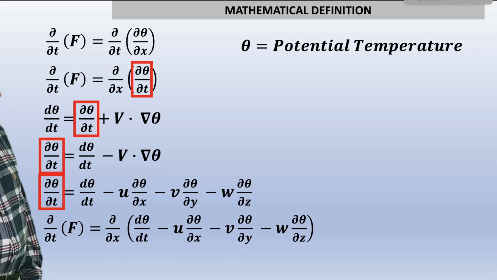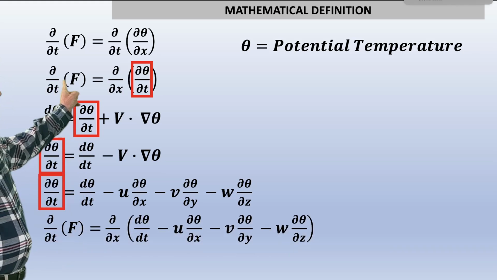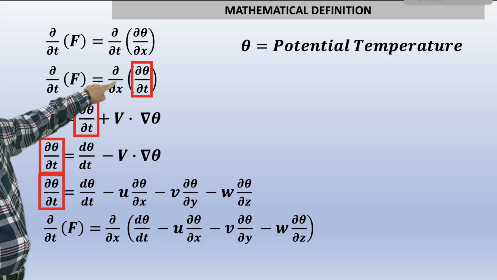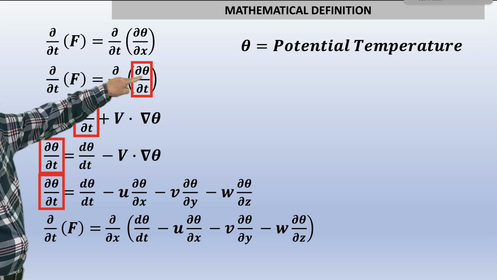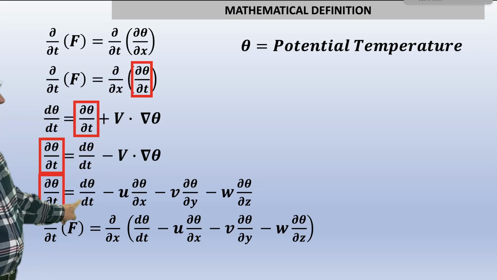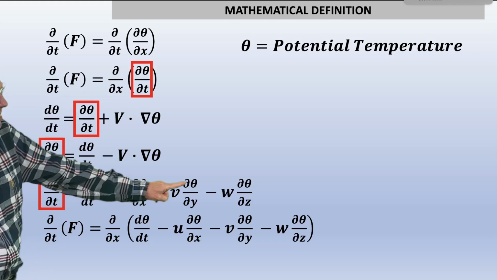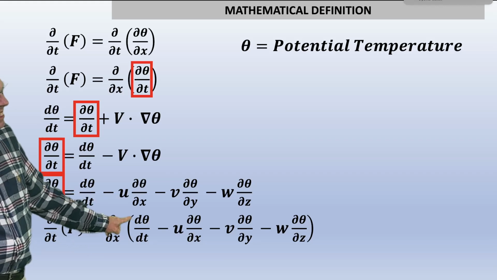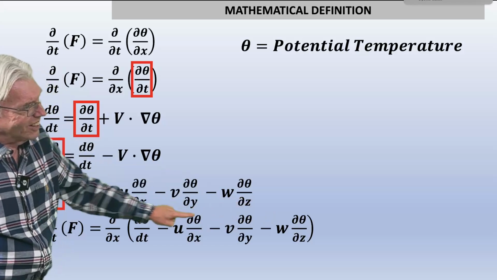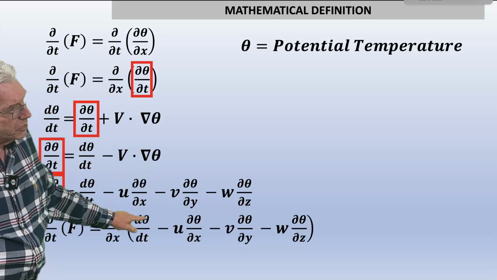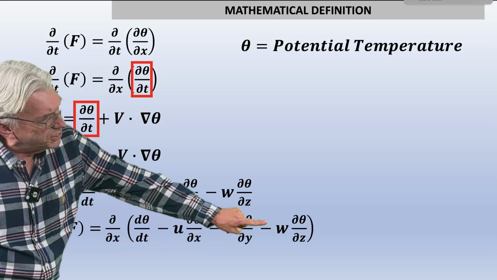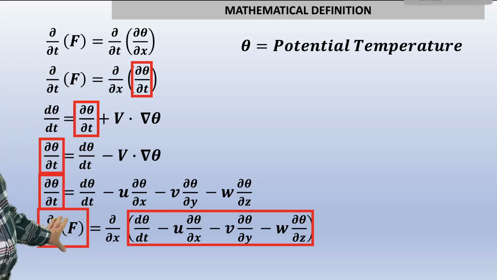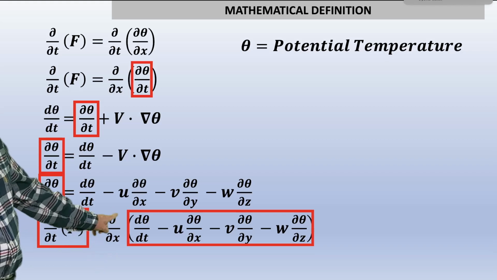Okay, then if you go back up to here, where it was the change in x, okay, the partial derivative with respect to x times that. Well, now we have that term here, okay? So now it is the change with respect to x of this entire mess, okay? The local derivative with respect to time, and then those three terms are the advection, okay? And so this is equal to that times that.